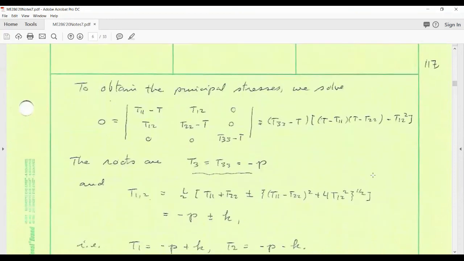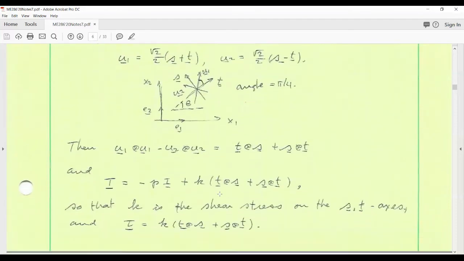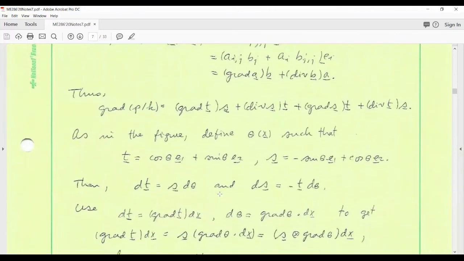Okay, so in the previous slide here, I introduced an angle theta that orients the t-axis relative to the x1 axis. Theta will vary with position in the plane, so it's a function of x1 and x2. So we define an angle theta which can be variable in the plane such that t is cosine theta e1 plus sine theta e2, s, the orthogonal vector, minus sine theta e1 plus cosine theta e2 to conform to that figure.